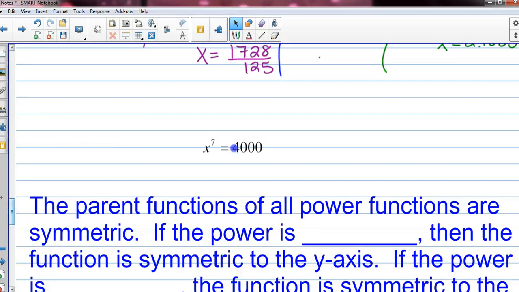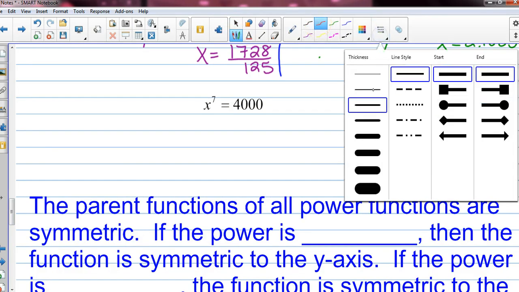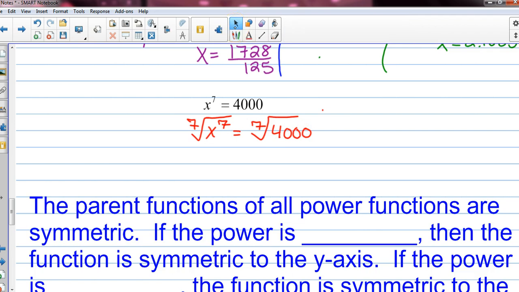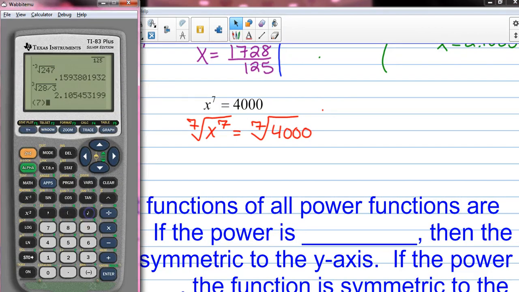And my last example, my variable and exponent are all alone, so I'm ready to take the root. And I'm going to take the 7th root. And again, I do not need a plus or minus here because this is an odd root. And that gives me 3.2702.